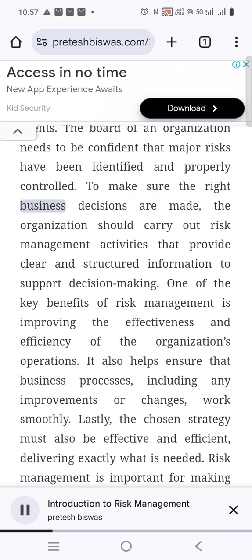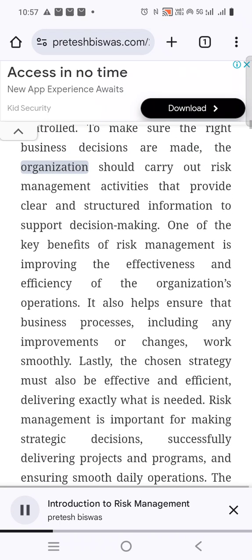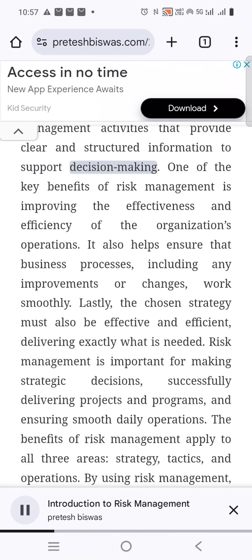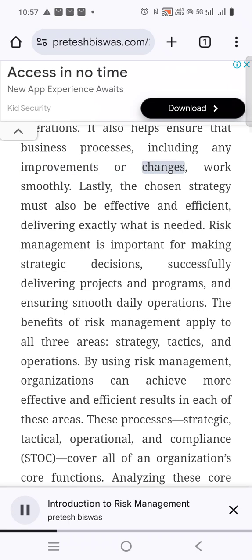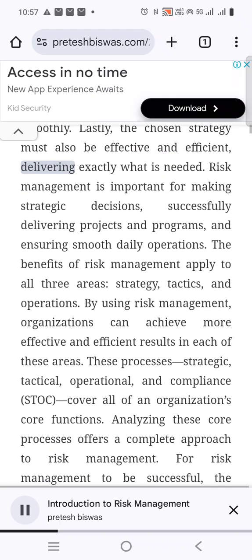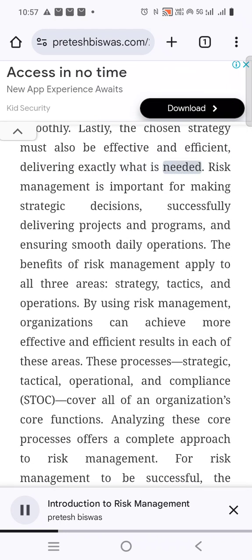To make sure the right business decisions are made, the organization should carry out risk management activities that provide clear and structured information to support decision-making. One of the key benefits of risk management is improving the effectiveness and efficiency of the organization's operations. It also helps ensure that business processes, including any improvements or changes, work smoothly. Lastly, the chosen strategy must also be effective and efficient, delivering exactly what is needed.